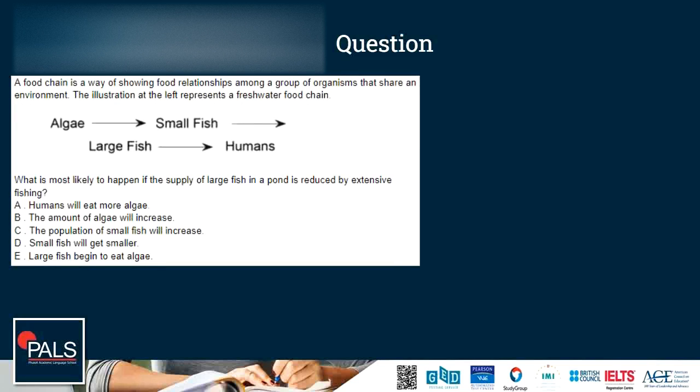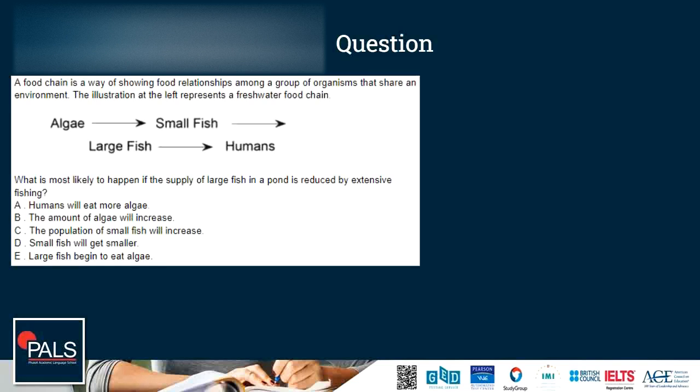The next question. A food chain is a way of showing food relationships among a group of organisms that share an environment. The illustration at the left represents a freshwater food chain. We have algae as the producers. Algae are eaten by small fish, which are eaten by large fish, which are eaten by humans. What is most likely to happen if the supply of large fish in a pond is reduced by extensive fishing?